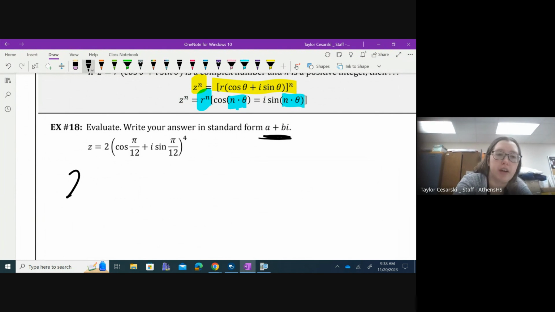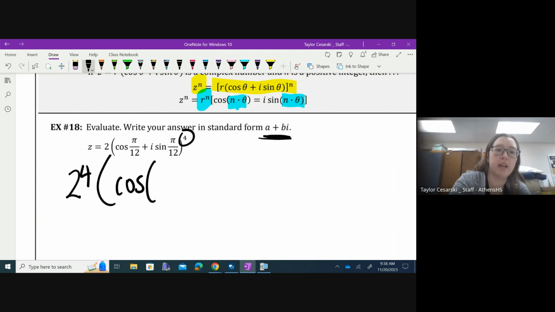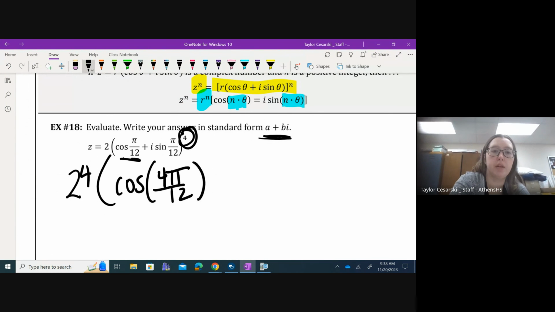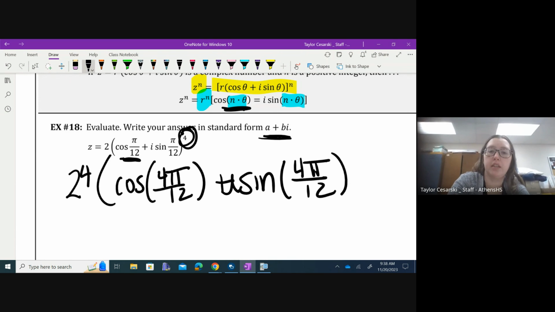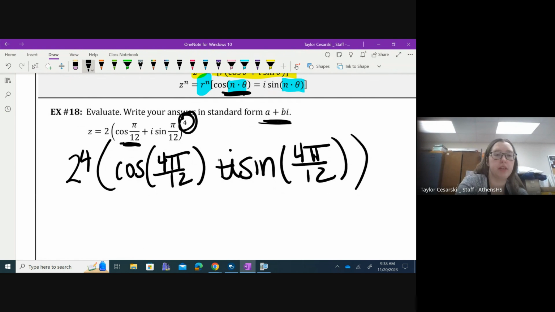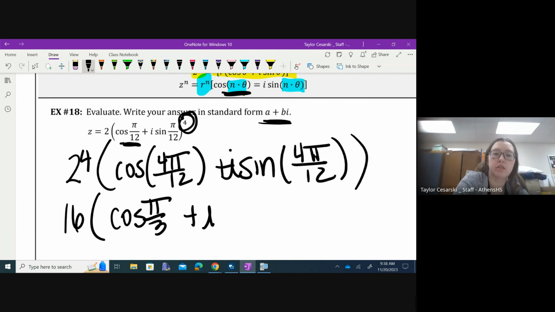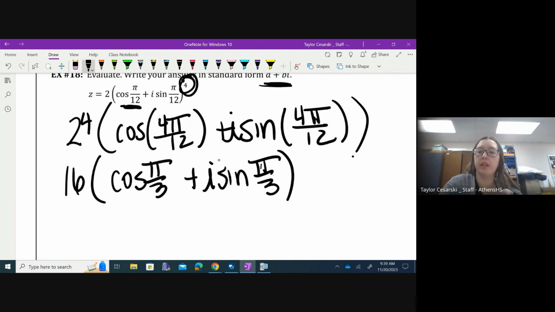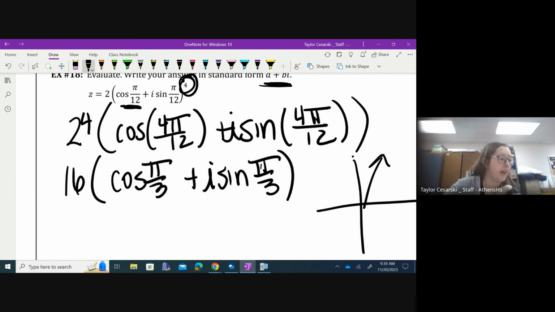So I'm going to take my r value and raise it to the power 4. And then it's going to be cosine of 4 times pi over 12, because I'm taking whatever this number is and multiplying it by that angle. Same thing with sine. Don't forget your i. Well, let's start with 2 to the 4th. That's 16. 4 pi over 12 is really just pi over 3. Okay. Well, cosine of pi over 3 is 1/2.